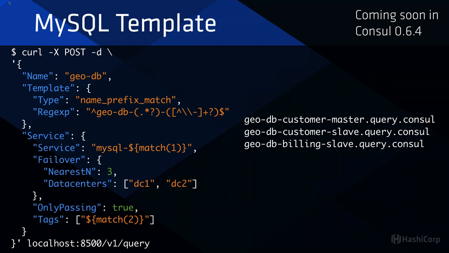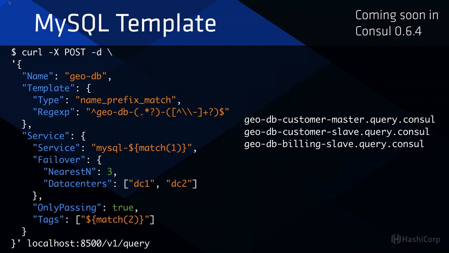So in the example queries, this would respond to something like geo-db customer master.query.consul, and you'd end up looking up a service called MySQL-customer, and you'd look for a tag master for the first one. So this is quite a bit of functionality, and the regex capability lets you sort of back into a legacy naming scheme or create more flexible patterns. But this is possible with prepared query templates.